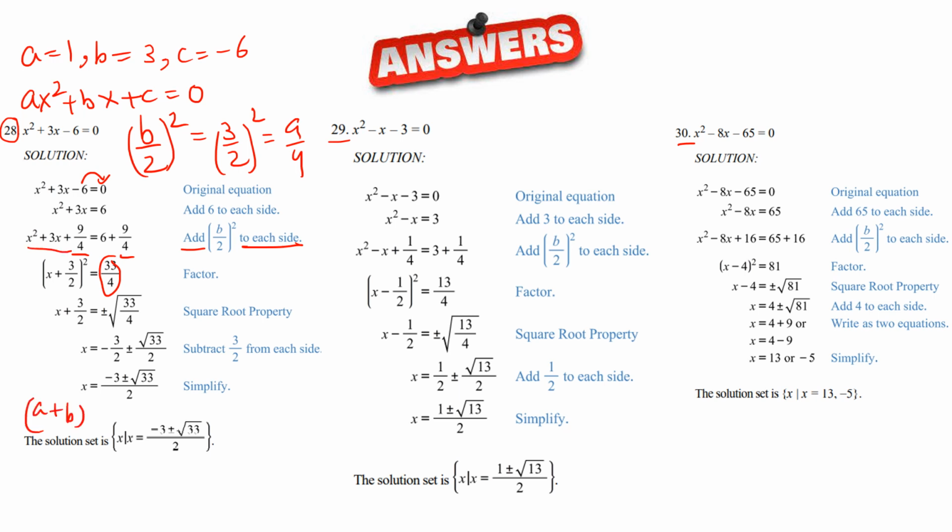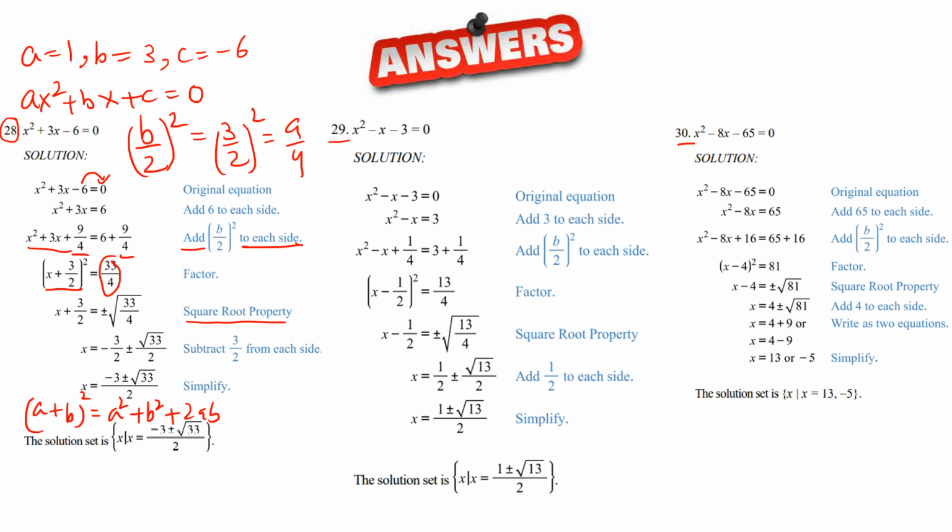and this becomes a perfect square using a plus b whole square equal to a square plus b square plus 2ab. So this is a square plus 2ab plus b square. 9 and 4 are perfect squares of 3 and 2. So x plus 3 by 2 whole square equal to this. Now we do the square root property, plus minus square root of 33 by 4.